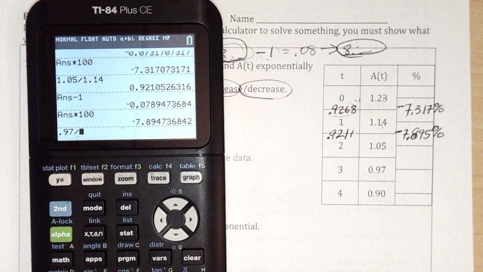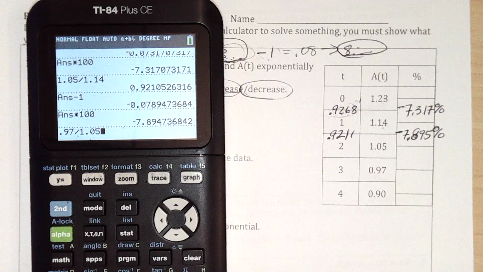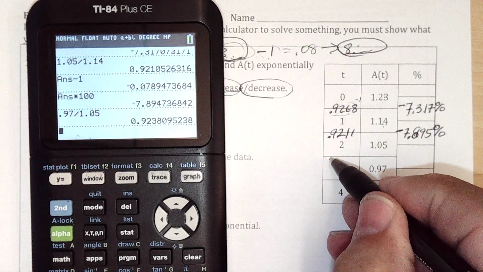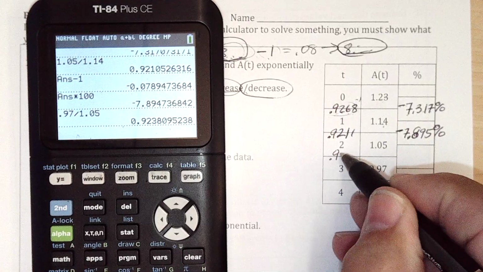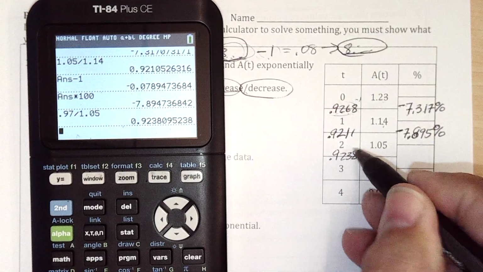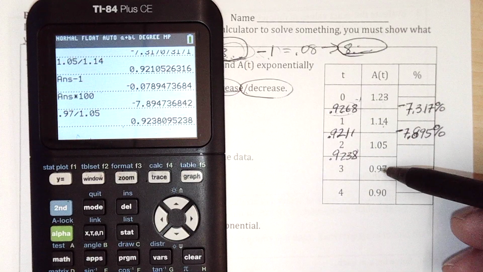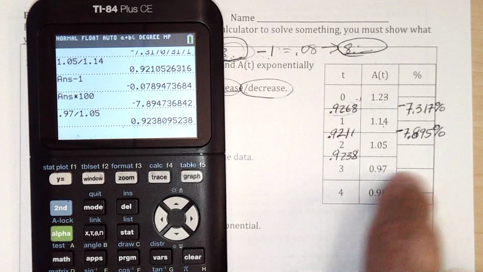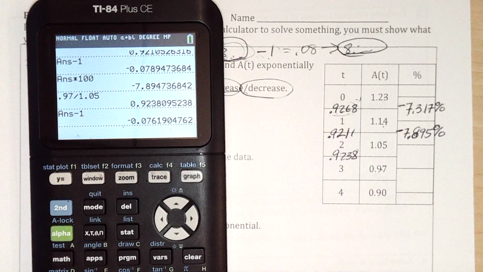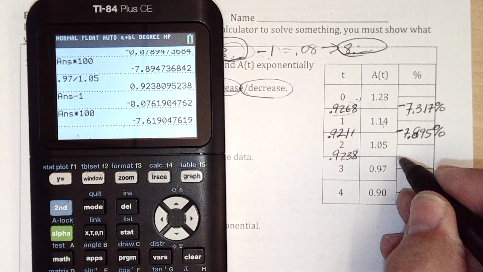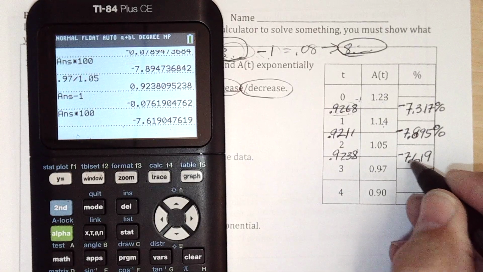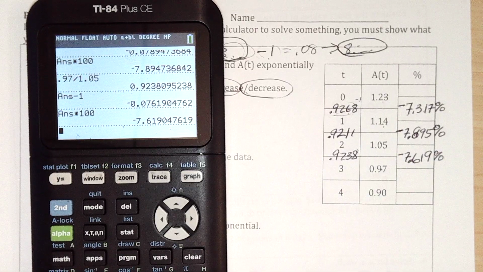0.97 divided by 1.05. That's what I'm multiplying by. 0.9238 times this would give me this number, but the percent decrease is minus 1 times 100 to change it to percent, negative 7.619% decrease.